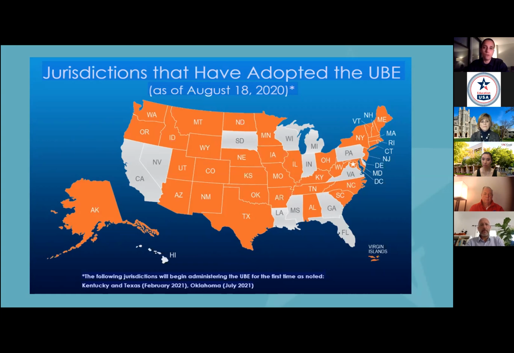If you go to the website of the National Board of Law Examiners, you will see that map, and then you can see the update of the states that participate in the UBE. But New York, for example, is part of the UBE.